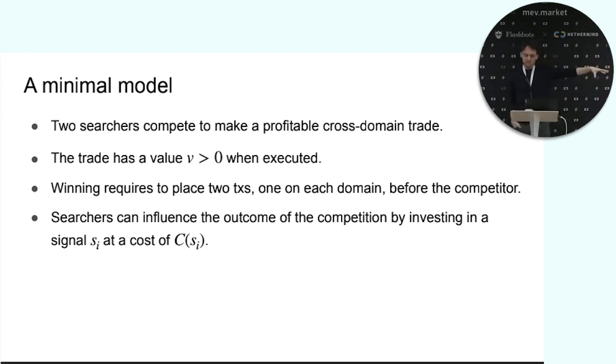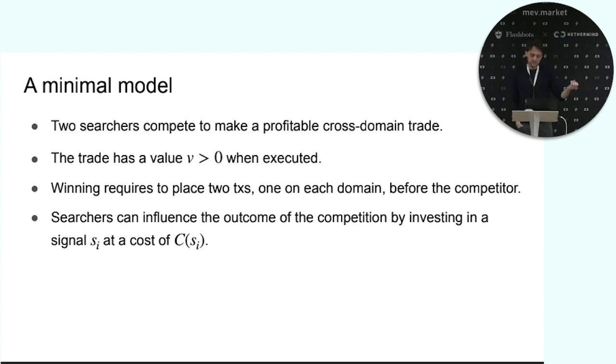Now let me give you a minimal model of that economic situation. Think about two searchers competing to make a profitable cross-domain arb trade, MEV trade, whatnot. It has some value to be executed, and if you want to win this competition for the trade, then you would like to place two transactions, one on each of two domains, right? One on Arbitrum, one on Optimism, before the competitor. If you're successful, if you manage to put in both before your competitor, then you're good, right? So you can generate that value for yourself. Okay?